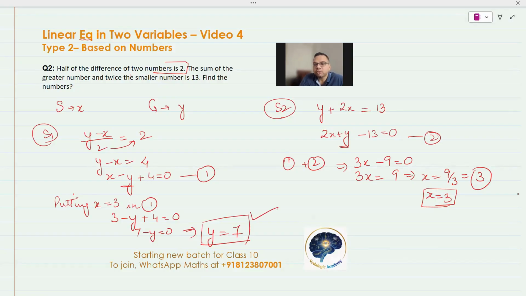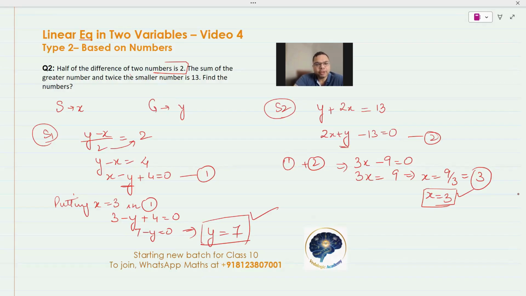So we have found both x and y here. Hope it is clear. We had two scenarios. We had to play with two numbers. One of them is a greater number, one of them is a smaller number. That's how it is given in the question here. But there might be a scenario where you don't have to take smaller and greater. You don't have to consider which one is smaller, which one is greater, and you can directly solve the question.